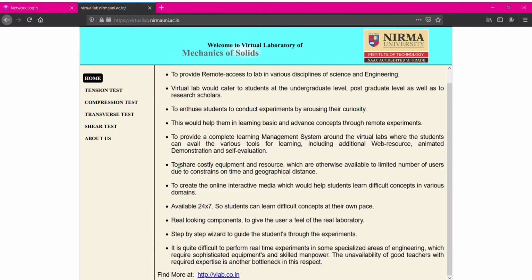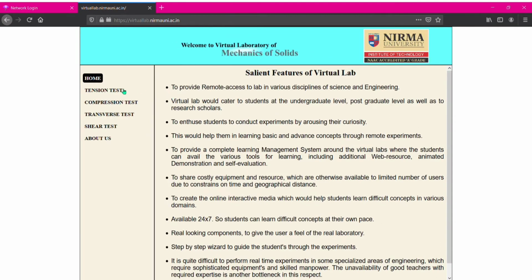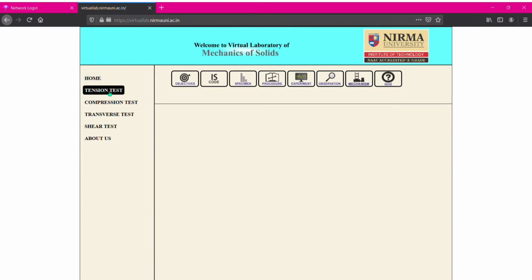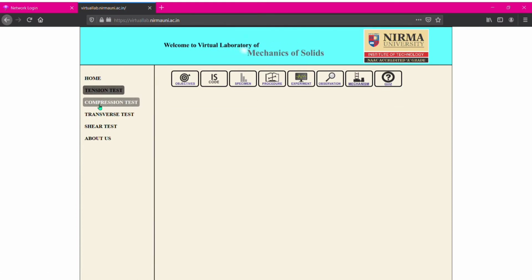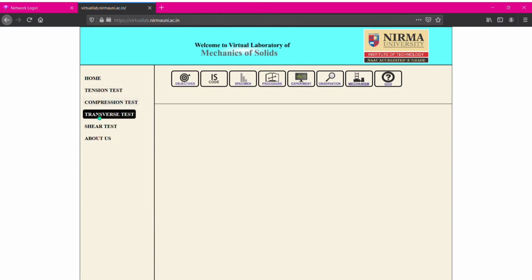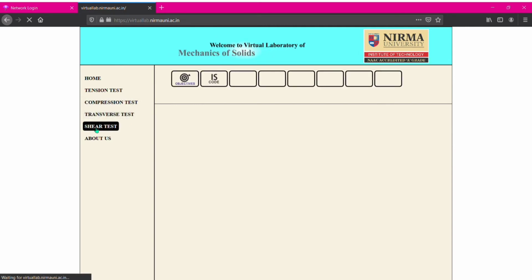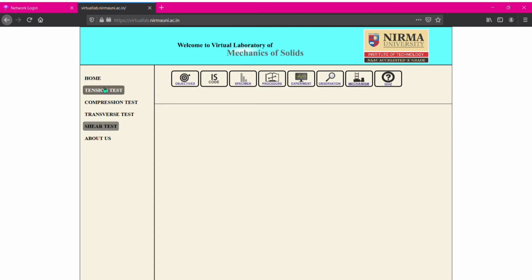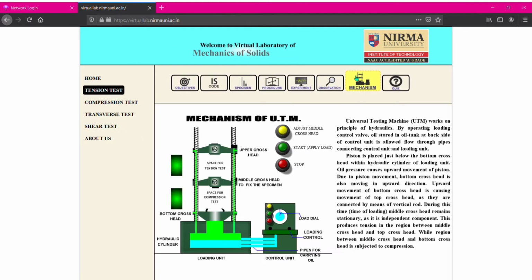I have opened the web browser and used this link, and you can open it too. This is the main home page where you read about what Virtual Laboratory is. It contains 4 experiments, namely tension, compression, transverse, and shear tests. Well, all these 4 experiments will be performed by a very important machinery, and that is called universal testing machine.